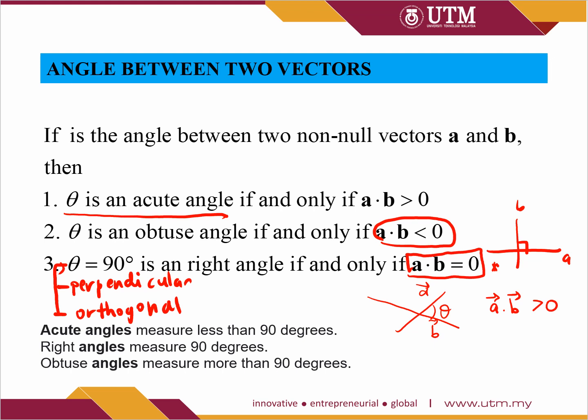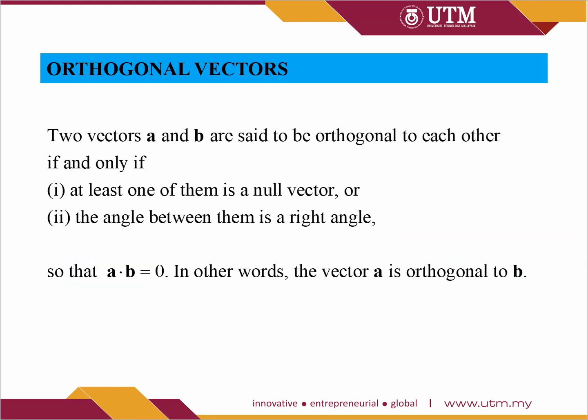Sometimes you may not have to remember this, because we know that A dot B is equal to the magnitudes times cos theta. So if it is said to be orthogonal or perpendicular, we substitute theta with 90 degrees, and cos 90 equals 0. That's why A dot B equals 0. So that is about the angle between two vectors.